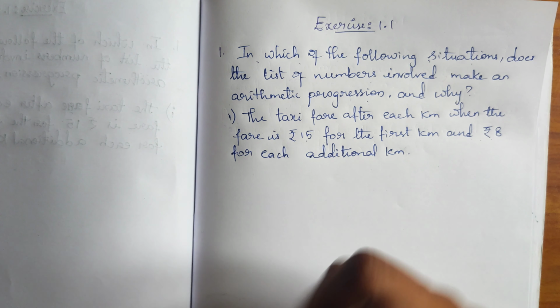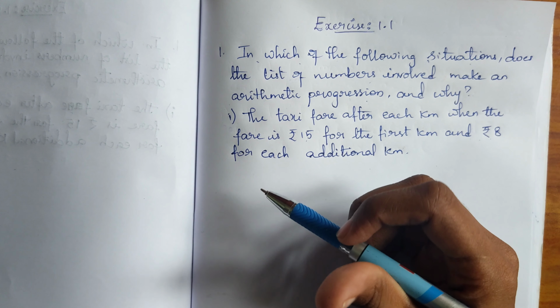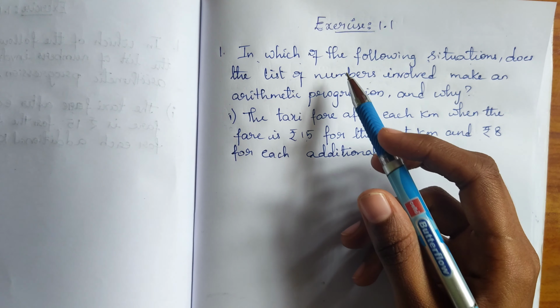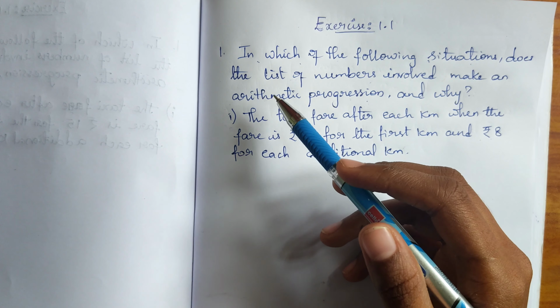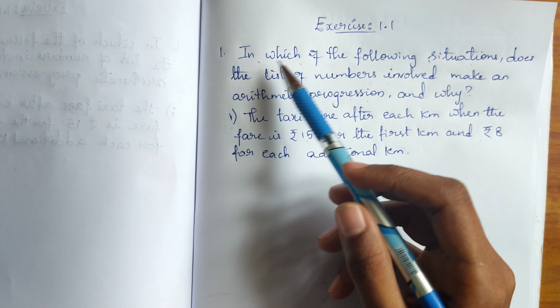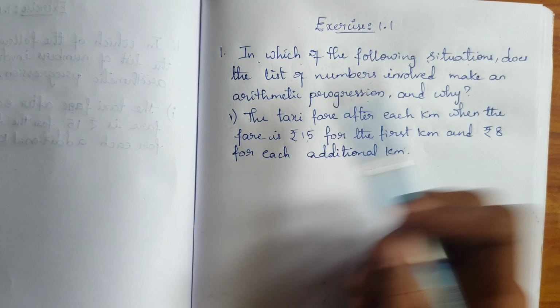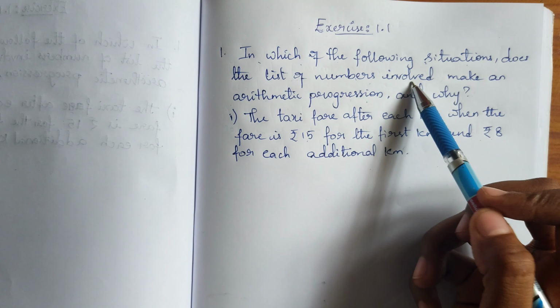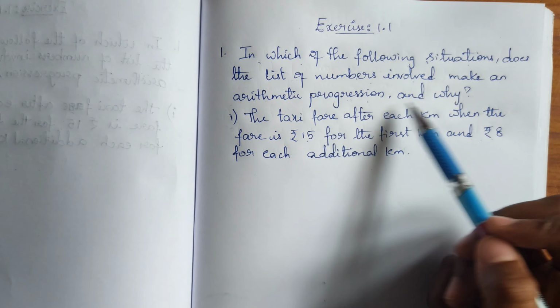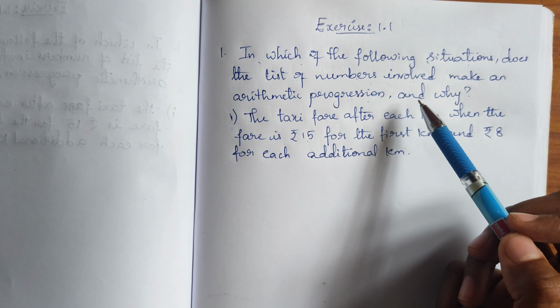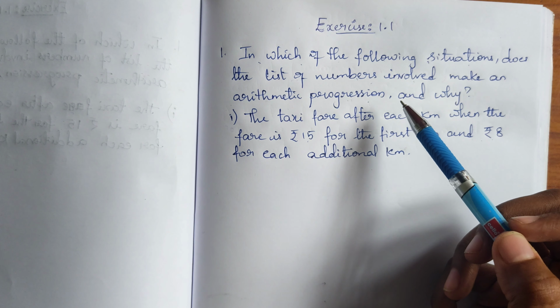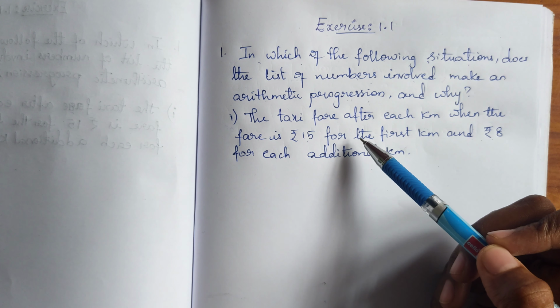Hello everyone. In the last class we discussed the introduction of arithmetic progression. So let us start exercise 1.1 from the first question. The first question is, in which of the following situations does the list of numbers involved make an arithmetic progression and why? They have been given some situations, and in each situation we have to find out whether it forms an arithmetic progression or not.